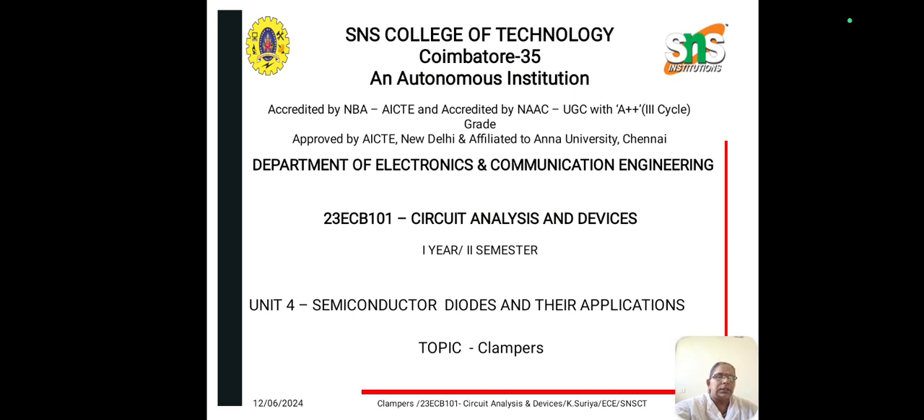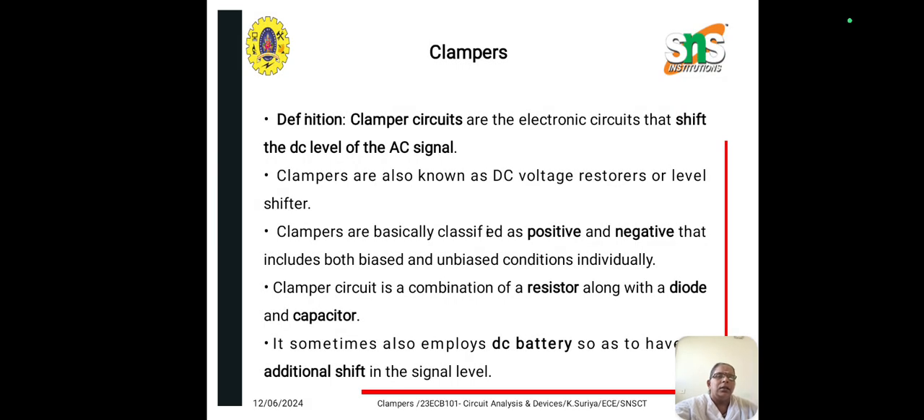Today, in this video lecture, let us see about clamper circuits. Clamper circuits are nothing but electronic circuits that shift the DC level of an AC signal. It is also known as DC voltage restorers or level shifters. Clampers are basically classified as positive and negative, that includes both biased and unbiased conditions individually. Those circuits are used to clamp an input signal to a different DC level.